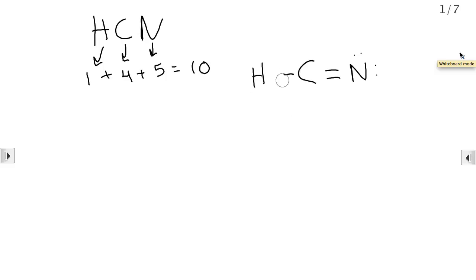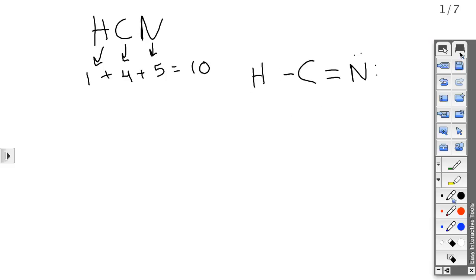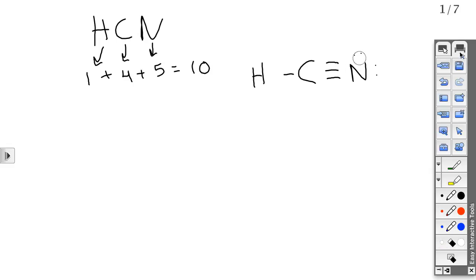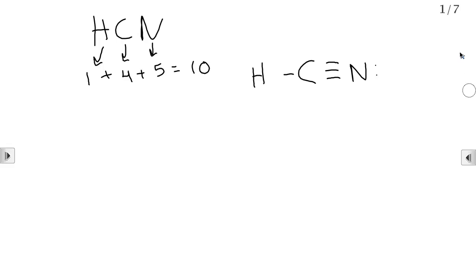I only have 2 electrons over here. So I will have to make a triple bond right there. And I'm going to do that by moving these 2. Now, everything's fine there. So sometimes you do have to make a triple bond, but you had no other choice here. So there's an example of that.